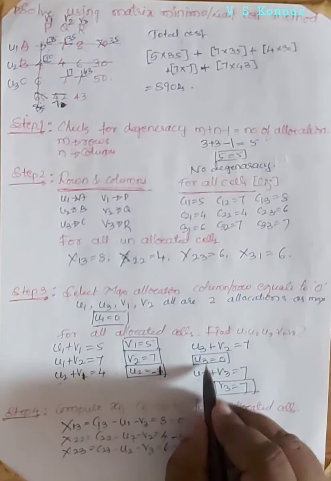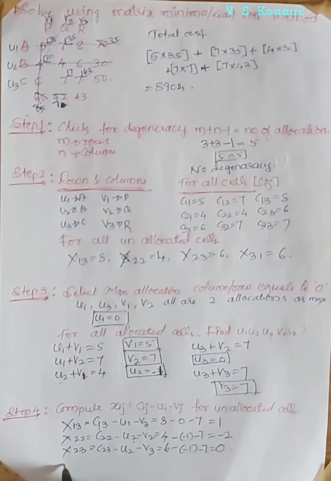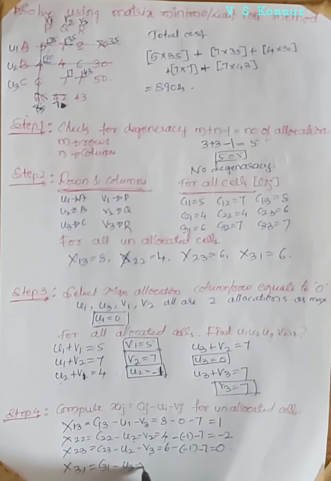We calculated v3 is equal to 7. So we will get 6 minus of minus 1 is plus 1, 7 minus 1, 0. Next, x31 is equal to c31 minus u3 minus v1. c31 is nothing but 6, u3 is nothing but 0, v1 is equal to 5. 6 minus 5 is equal to 1.